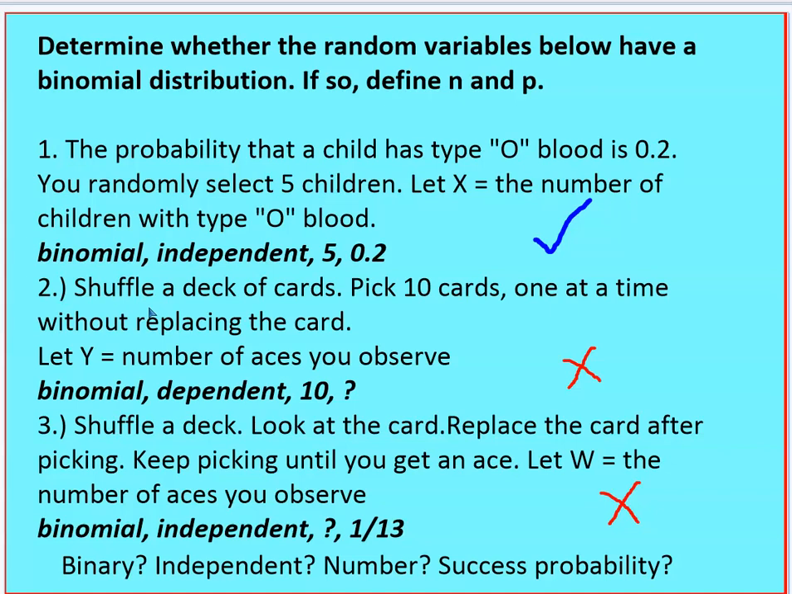And then third, shuffle the deck, look at the card, replace the card after picking, keep picking until you get an ace. Let W equal the number of aces you observe. We don't have a fixed count. We do have a probability. It is independent. But because we don't have a fixed count, we cannot evaluate this as a binomial random variable.